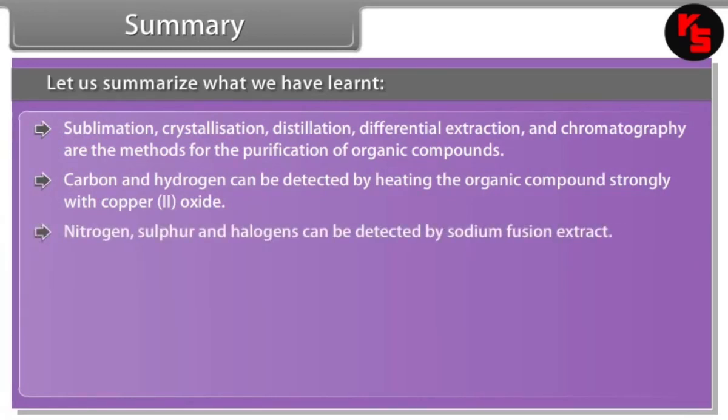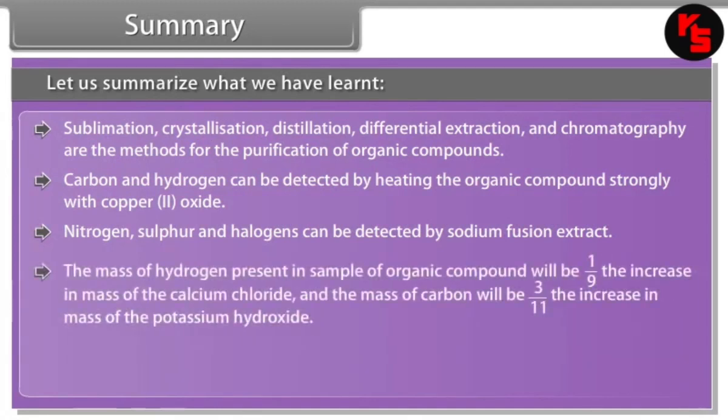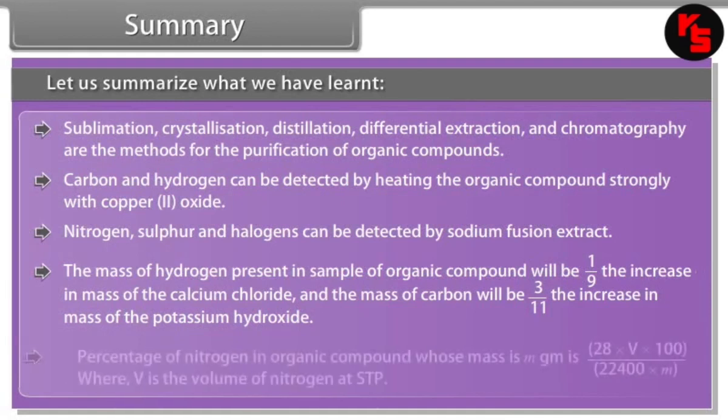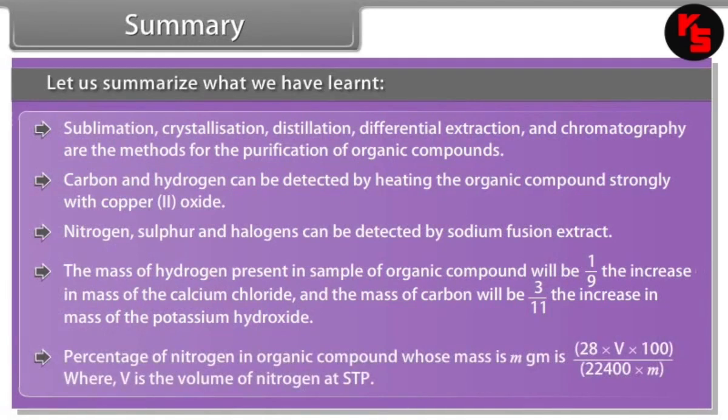Nitrogen, sulfur, and halogens can be detected by sodium fusion extract. The mass of hydrogen present in a sample of organic compound will be 1/9 the increase in the mass of calcium chloride, and the mass of carbon will be 3/11 the increase in mass of the potassium hydroxide. Percentage of nitrogen in an organic compound whose mass is m gm is 28 × V × 100 divided by 22,400 × m, where V is the volume of nitrogen at STP.